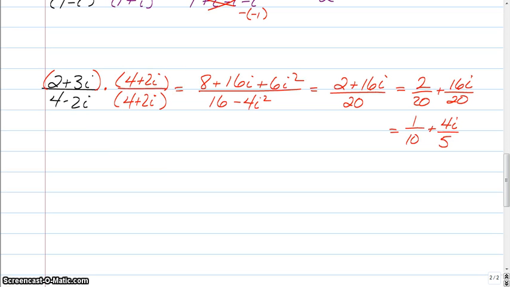And there you go. FOIL the top. You're going to have 8 plus 16i plus 6i squared, which this i squared is a negative, so that's technically a negative 6, which is why this turns into a 2 plus 16i. The bottom, you're going to have 16 minus 4i squared, which turns into a plus 4, so you have 20. Always separate them because then they can be reduced. 2 over 20 is 1/10. 16 over 20 is 4/5, so you have 1/10 plus 4i over 5.